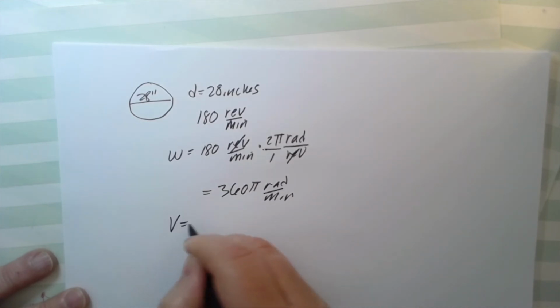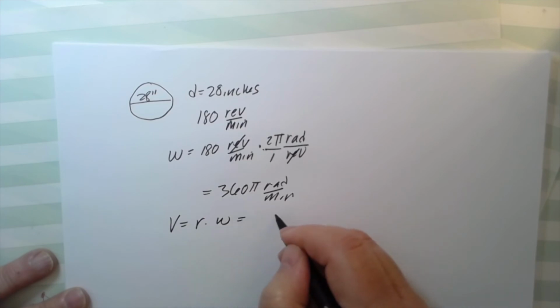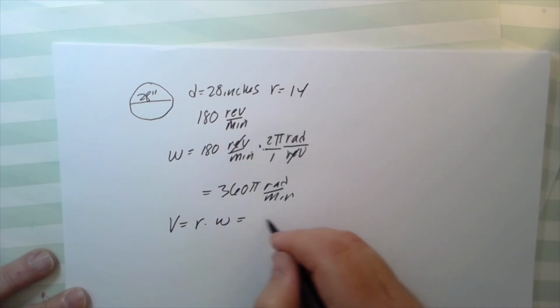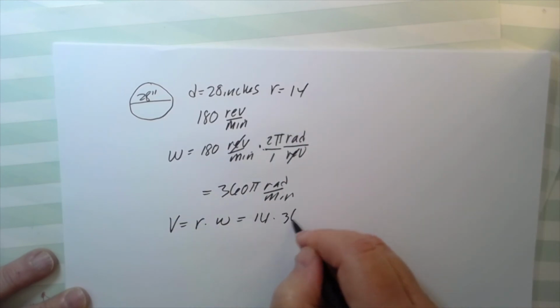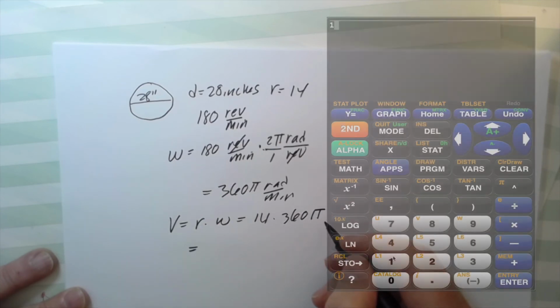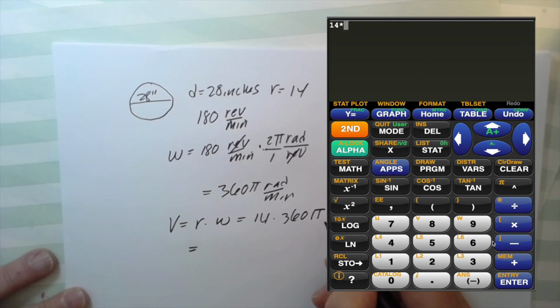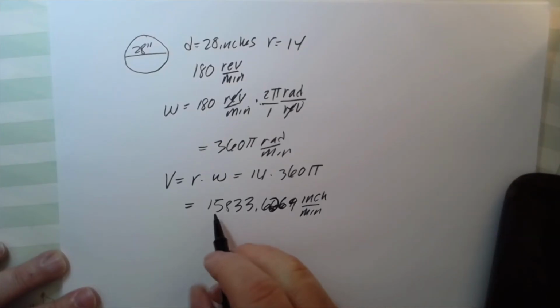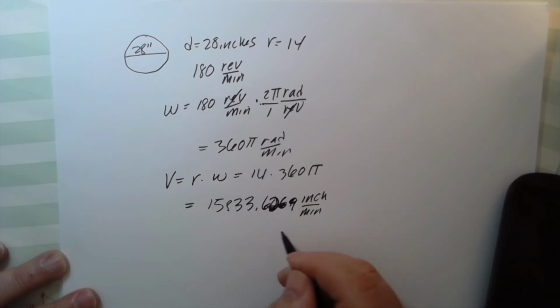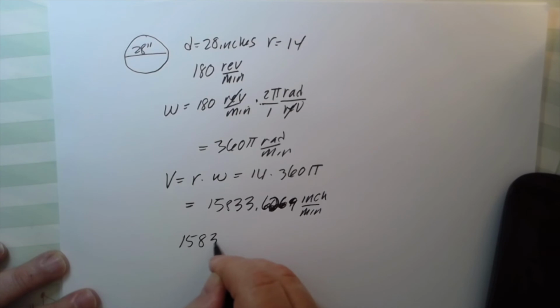Now I know that the linear velocity is radius times omega, so the radius would be half of this, of course, which is 14. So we get 14 times 360 pi, and this would be in inches per minute. 14 times 360 pi. Alright, so that gives me 1,583.6269 inches per minute.